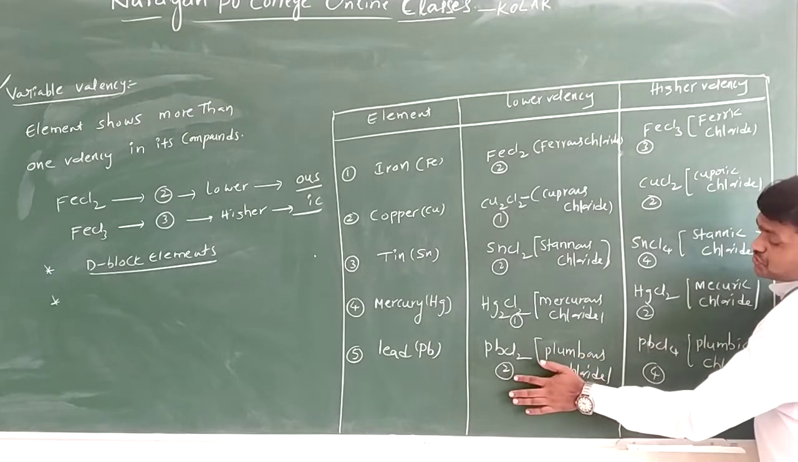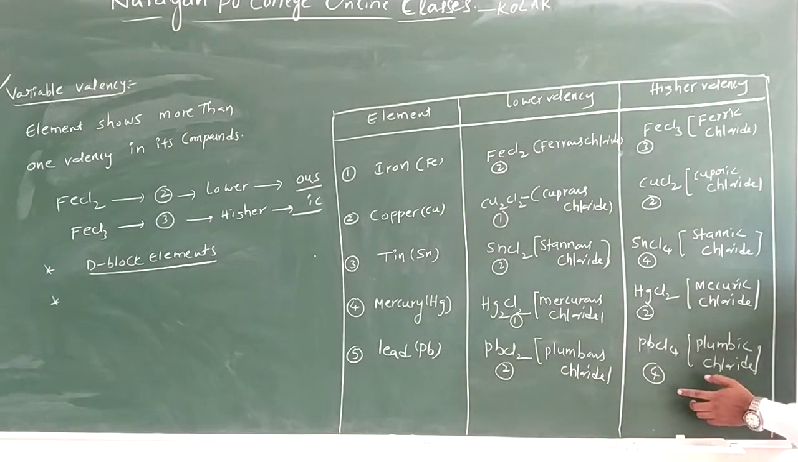Here the valence is 2. That is lower valency. Here the valence is 4. This is what? Higher valency. This is plumbous chloride and what? Plumbic chloride.